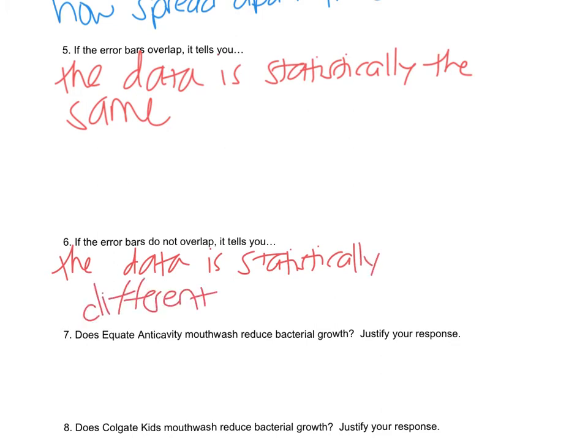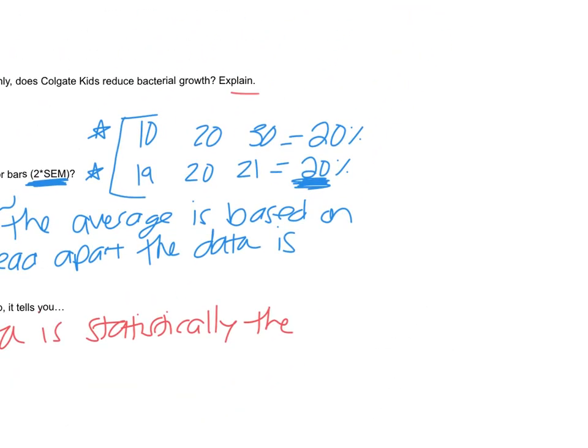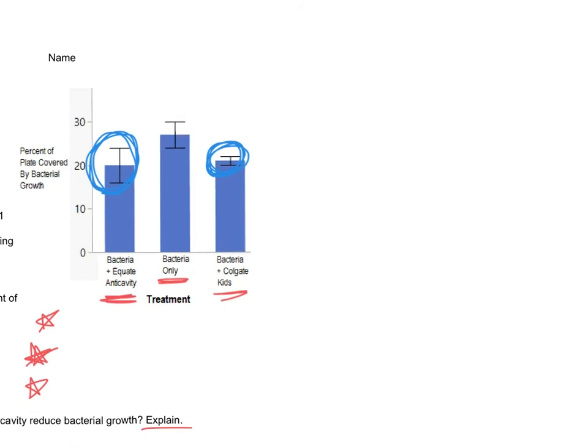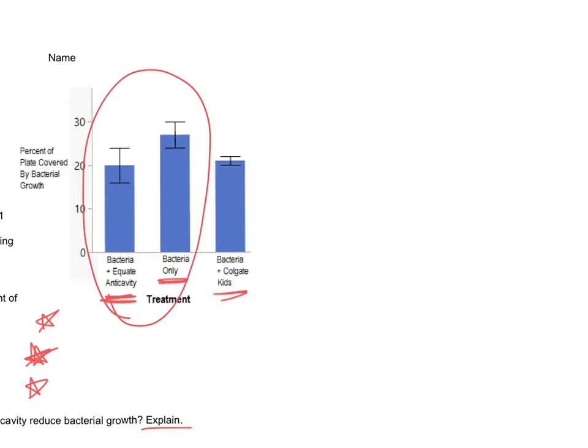So let's relate that back to our graph to wrap up these last few questions. Question 7, does Equate anti-cavity mouthwash reduce bacterial growth? Looking at my graph, I'm going to compare, and this time I will look at more than just the averages. I will look at the height of those I bars, which I call SEM bars. I'm simply going to identify, do those SEM bars overlap? That particular question is asking me just about these two, so that's where I'm going to be looking.